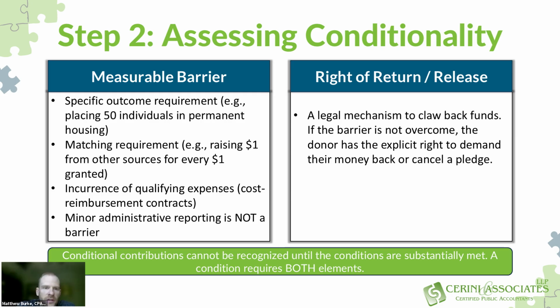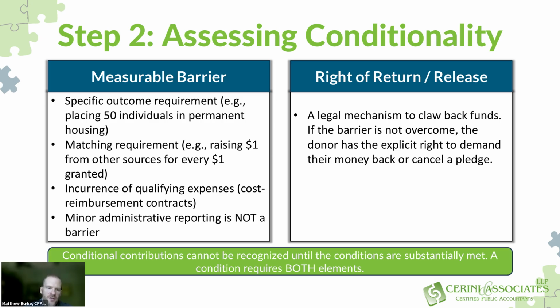If it's not conditional. Sounds like word salad, and it is, but I'm going to try to do the best to explain this. So conditions come about from measurable barriers on a grant or a donation or a contract. Measurable barriers can be specific outcomes that are required, for example, placing people in permanent housing. It can be a matching requirement. So, if someone gives you $10,000, if you raise 10,000 new dollars, that's a condition.